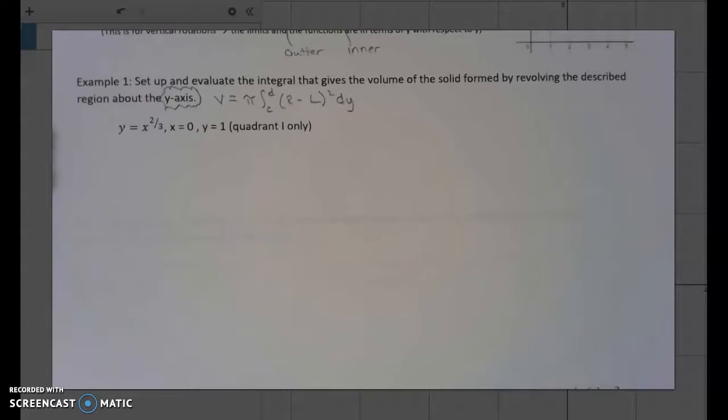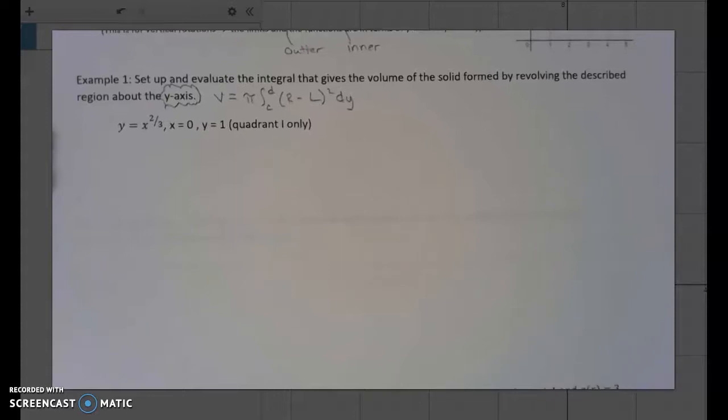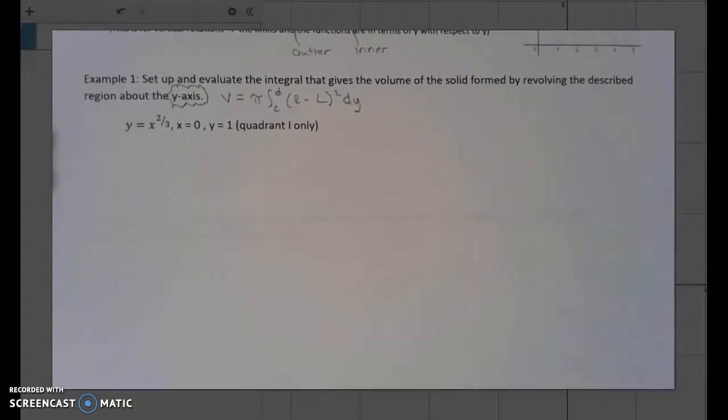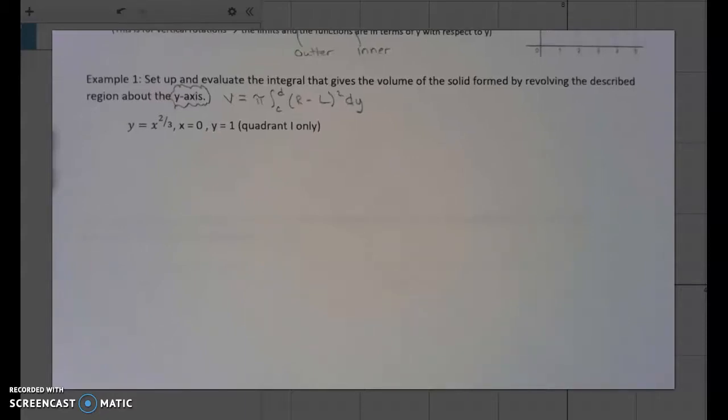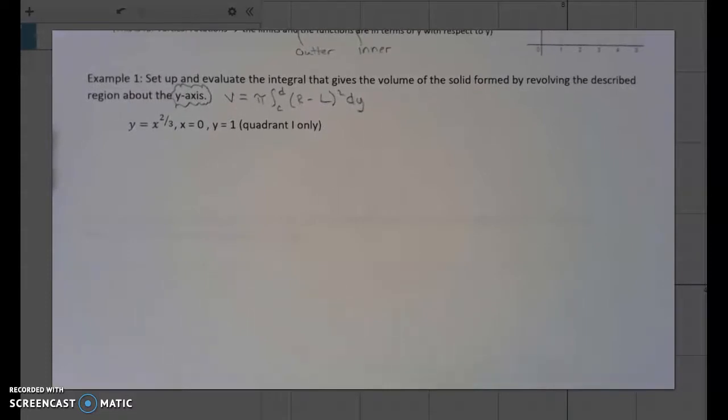The first thing that I strongly suggest that you do on every single one of these volume problems is give yourself a sketch. You need to be able to visualize what object we have here and what it would look like and how we're rotating it. So the first thing that I'm going to do is we're going to draw a graph.